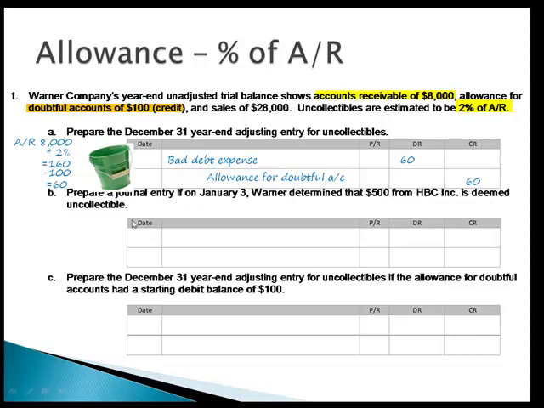is deemed uncollectible? Okay, so now we're going to actually use the bucket. Instead of debiting bad debt expense, remember we've already done that at year end. So this is January 3rd. All we're going to do is pull from the bucket.